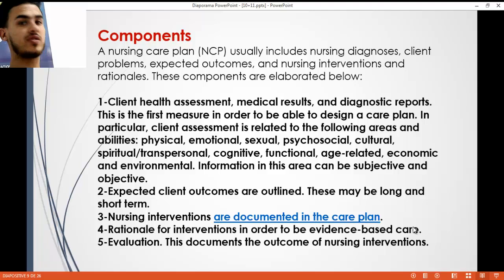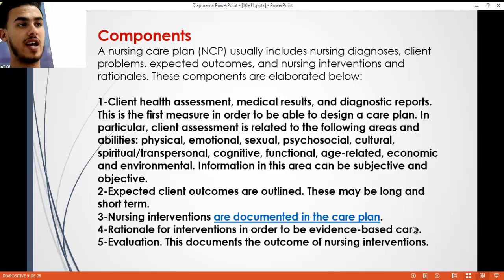Moving now to the components of a nursing care plan. A nursing care plan usually includes nursing diagnosis, client problems and expected outcomes, and nursing interventions and rationales. These components are elaborated below, and we will see them. First, client health assessment, medical results, and diagnostic reports. This is the first measure in order to be able to design a care plan.